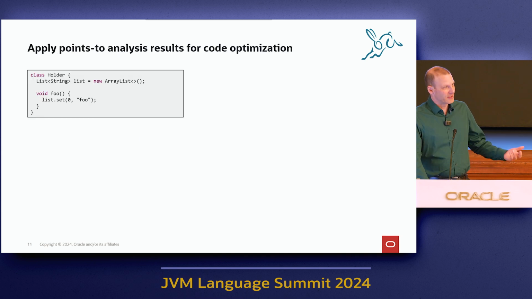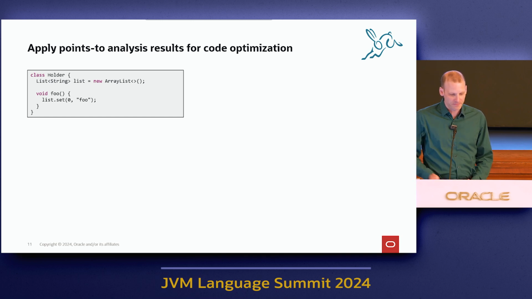What can the static analysis do for you? I have a pretty simple application here where I have my data class and I allocate an array list and then I set an element. So very simple in the source code. But actually, Java is not that easy.